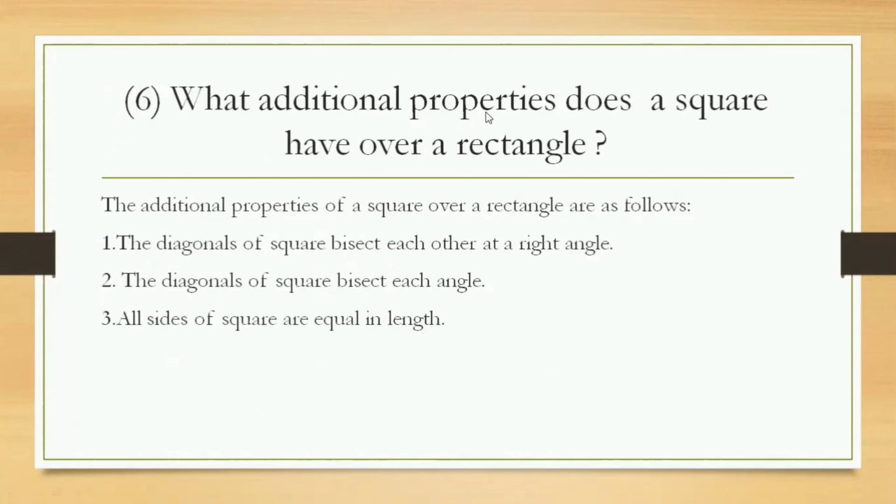What additional properties does a square have over a rectangle? Look here. The additional properties of a square over a rectangle are as follows. The diagonals of a square bisect each other at a right angle. This is one more, which is not found in a rectangle. And the diagonals of a square bisect each angle. If you draw the diagonal, then it will be 45 degree, 45 degree. All sides of the square are equal in length. These are the additional properties of a square over a rectangle.